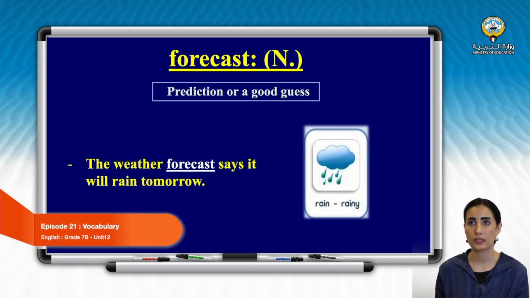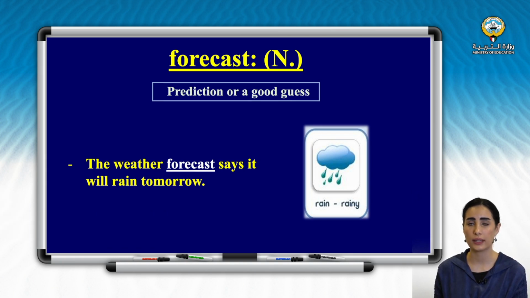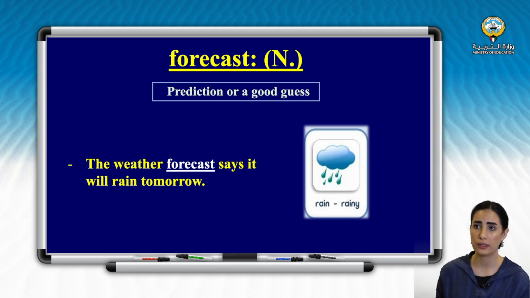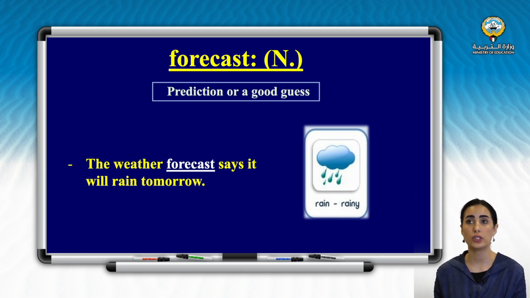Moving on to the next word, we have the word forecast. So repeat after me. Forecast. What part of speech is forecast? It's a noun. Excellent. So let's use it in a sentence. The weather forecast says it will rain tomorrow. So a forecast here is a prediction or a good guess.